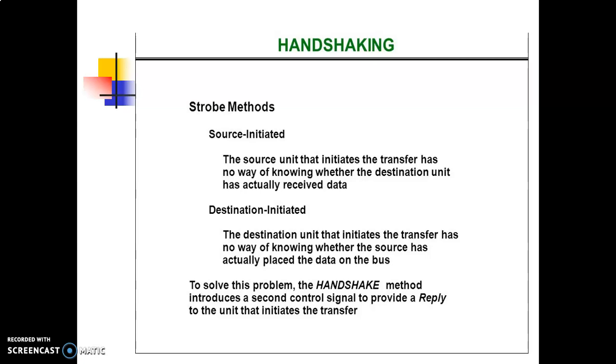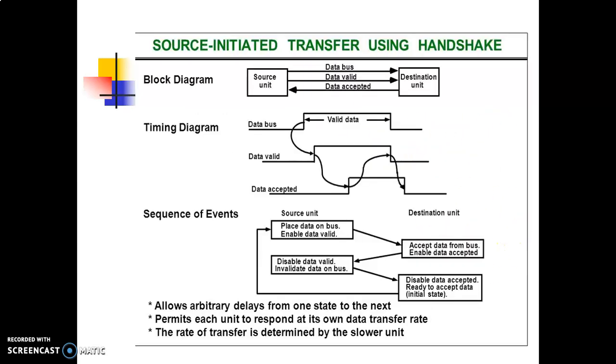The sequence of control during the transfer depends on the unit that initiates the transfer. Okay, it's the same handshaking method that is used in computer networks also. Okay, this is the source initiated transfer using the handshaking method. This block diagram is showing it. In the data transfer procedure initiated by the source, the two handshaking lines are data valid, which is generated by the source unit, and data accepted, generated by the destination unit. The timing diagram shows the exchange of signals between the two units.